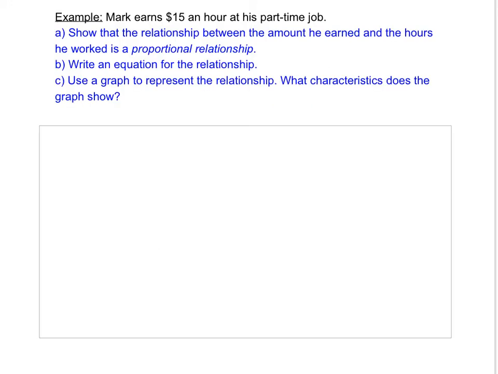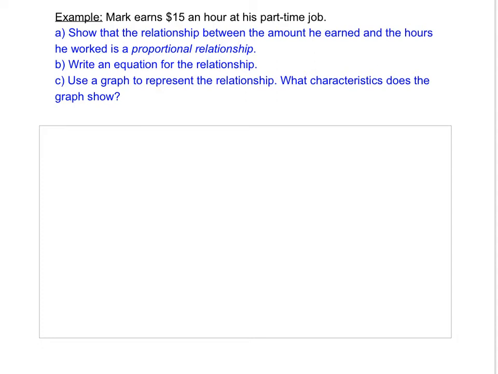Okay, let's take a look at one example. Mark earns $15 an hour at his part-time job. Show that the relationship between the amount he earned and the hours he worked is a proportional relationship. Write an equation for the relationship and use a graph to represent the relationship. What characteristics does the graph show?